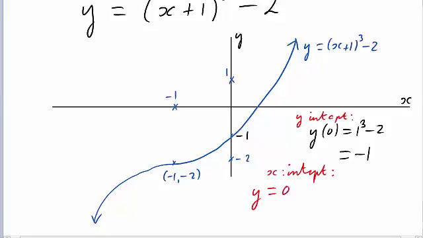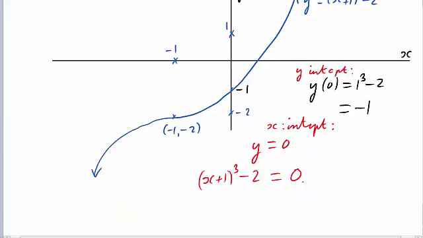Notice the different way those two conditions are written. For the y-intercept that we've already got, we set 0 in the function y. That's y of 0, written in black here. For the x-intercept, we have to set y equal to 0. We'll need to take y equals (x plus 1) cubed minus 2 and set that equal to 0 and try to solve for x.